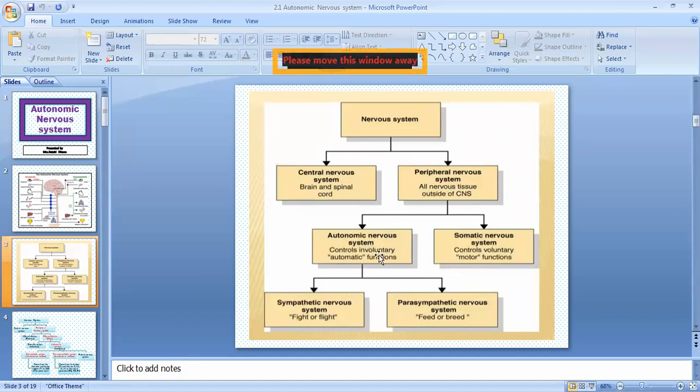Now we are interested in the autonomic nervous system, which is further classified into the sympathetic nervous system and the parasympathetic nervous system. Now what are the sympathetic nervous system and the parasympathetic nervous system? Basically, these two types depend upon what type of response.